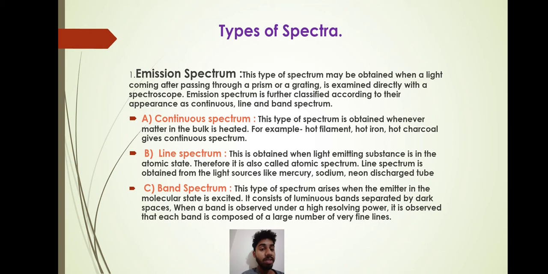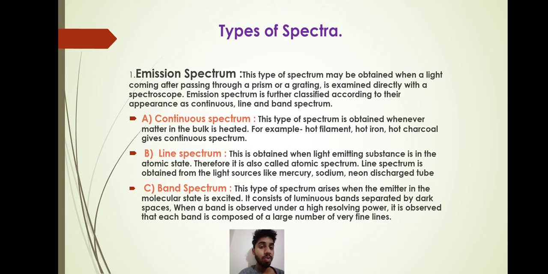First is the emission spectrum. Now we will see the definition of emission spectrum. This type of spectrum may be obtained when a light coming after passing through a prism or a grating is examined directly with a spectroscope. This means the spectrum we will obtain when a light coming after passing through a prism or a grating will be examined by a spectroscope. And emission spectrum is classified into three types: continuous spectrum, line spectrum, and band spectrum.